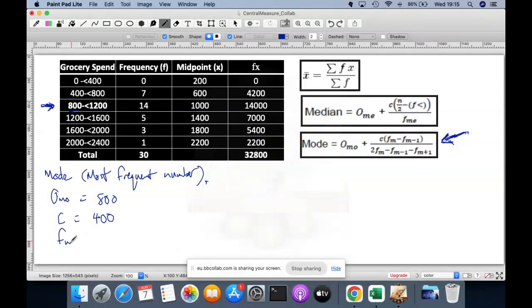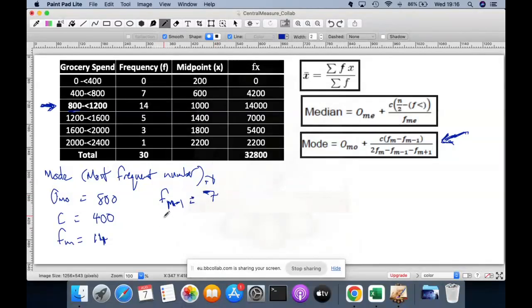Next value is f subscript m. This f_m is the frequency of the modal interval. So what is the frequency of the modal interval? It's 14. Then you have another symbol, f subscript m minus 1. Don't confuse this minus 1 in the formula as you subtracting 1. It's a subscript. It's telling you to look at the interval before the modal interval. What is the frequency of that? Very good, everyone. Well done. That's 7.